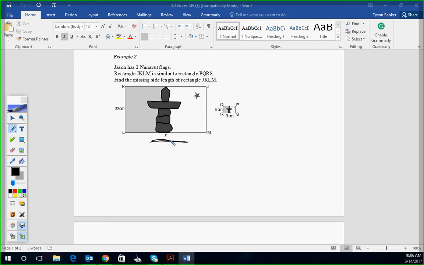You want to set up the proportions that we did yesterday. We go 32 is to 5 as x is to 9. They have to have that same scale, right? It tells us that they're similar. So this is where we can cross multiply. 9 times 32 is 288, which equals 5x. Then we divide 288 by 5, and x is 57.6. The flag is 57.6.